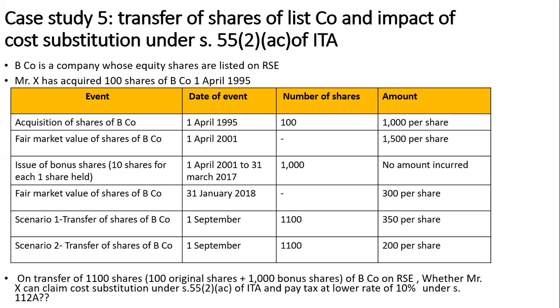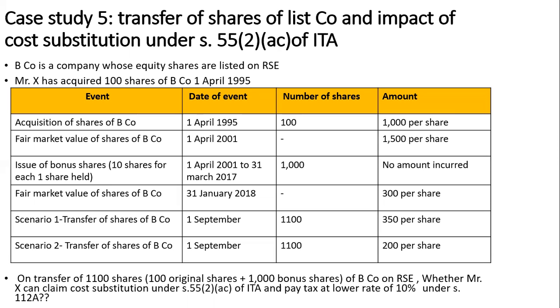Mr. X acquired 100 shares on 1st April 1995. Here is a table: event, date of event, number of shares and amount per share. Acquisition of shares of B company on 1st April 1995: 100 shares at 1,000 per share. Okay. Mr. X acquired the shares on 1st April 1995, number of shares, value rupees 1,000 per share.